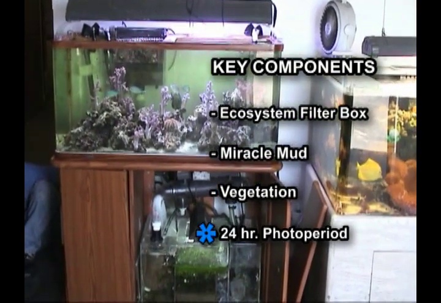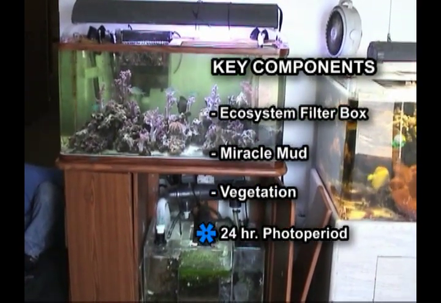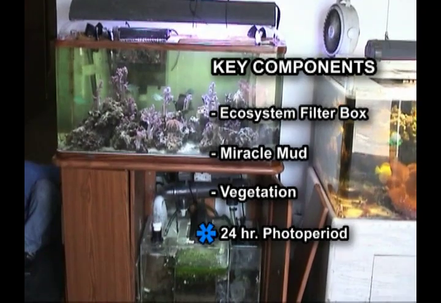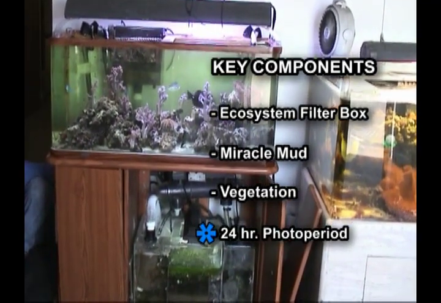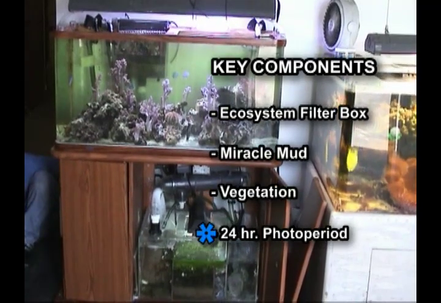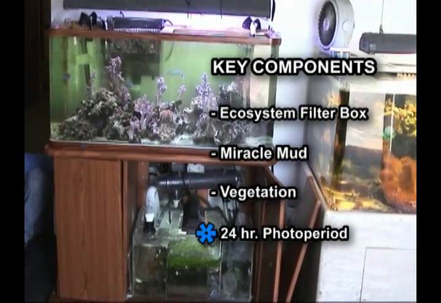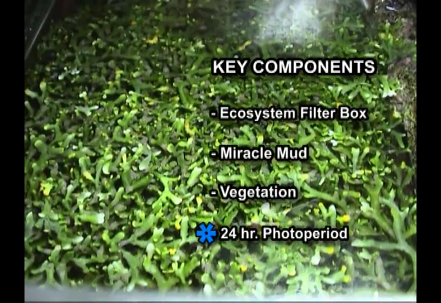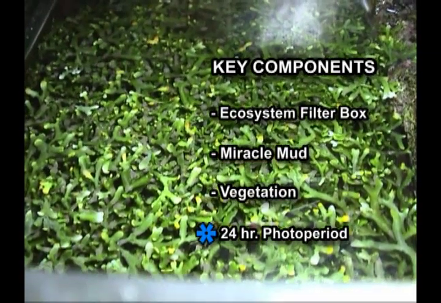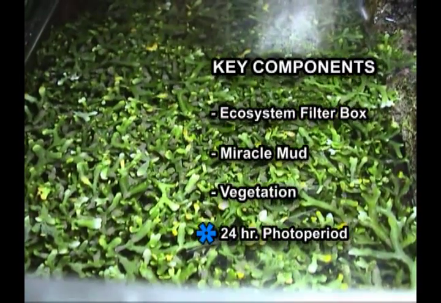Unlike the main aquarium, the Miracle Mud bed chamber is illuminated 24/7. This serves several purposes, including stabilizing pH by counteracting the effects of reverse photosynthesis, which occurs in the main aquarium after the main lights are turned off. It also prevents problems linked to certain macroalgae releasing yellow color into the water.